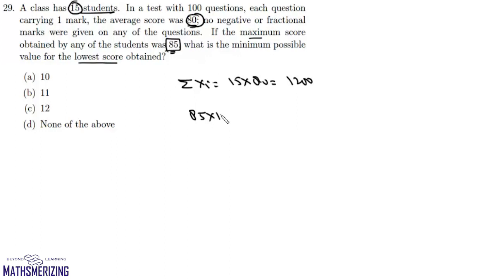So we'll get 85 into 14 plus this lowest score L, and that should be 1200. Now 85 into 14 is 1190, which is less than 1200. So it is possible for all the remaining 14 students to get this highest possible marks, 85. In that case, the lowest score possible is 10, and that's your option A.